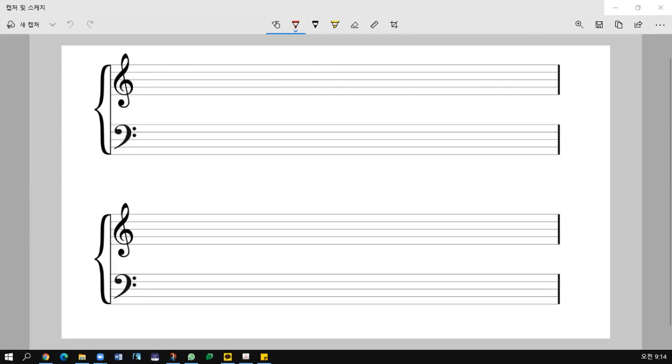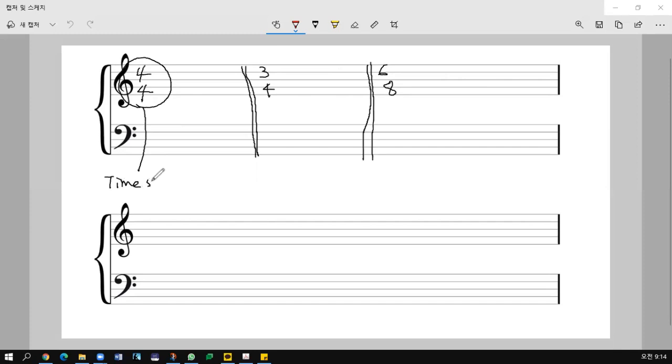We are talking about time signature today. You probably see some numbers in your songbook or in your piano pieces, those kinds of numbers before your song starts. Okay, so this kind of number, we call this time signature.